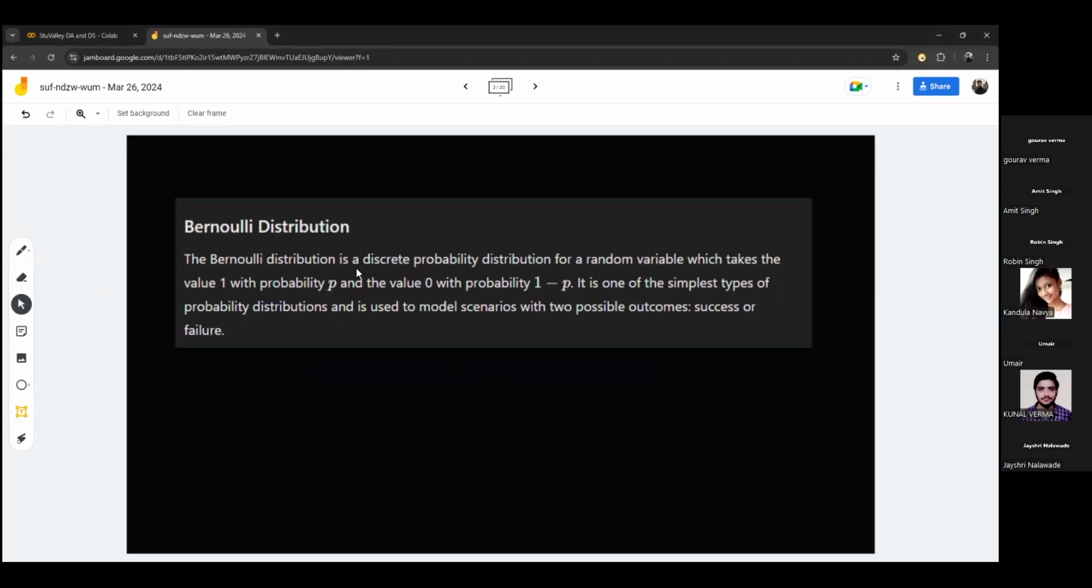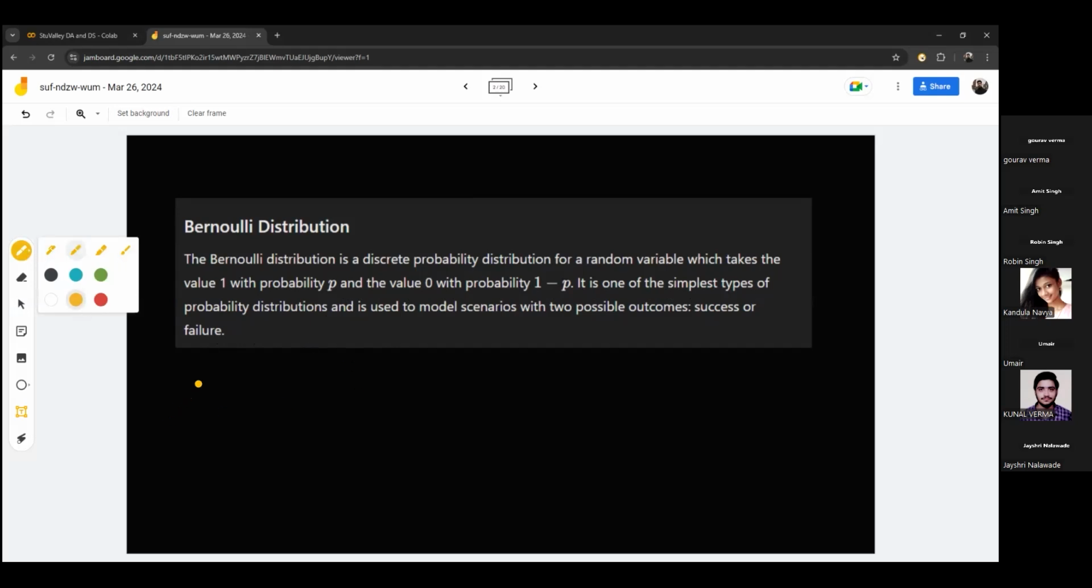Okay, the Bernoulli distribution is a discrete probability distribution for a random variable which takes the value 1 with the probability p and the value 0 with the probability 1 minus p. It is one of the simplest types of probability distribution and is used to model scenarios with two possible outcomes, success or failure. तो सबसे easy है, that is how we will do.